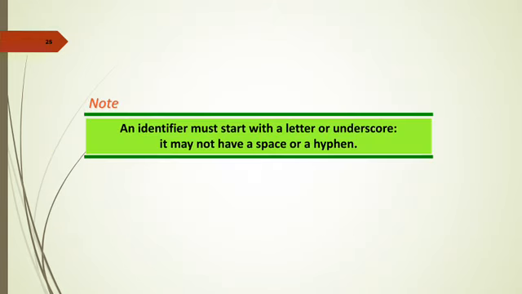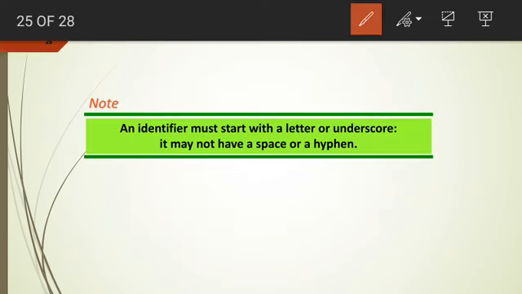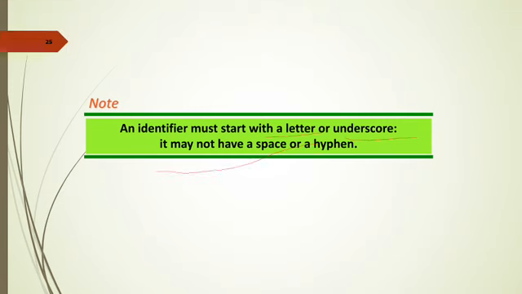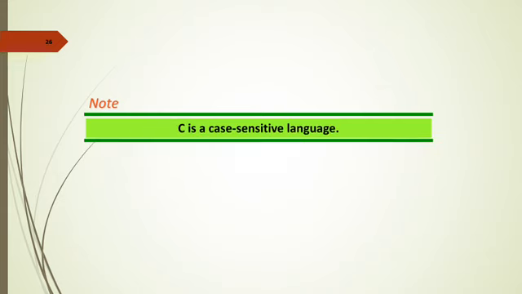Coming to the next, we will have to understand some features. One noteworthy point is that an identifier must start with a letter or underscore. It may not have a space or a hyphen. It will start with a letter or underscore, but it may not have a space or a hyphen in it. So remember these small things.